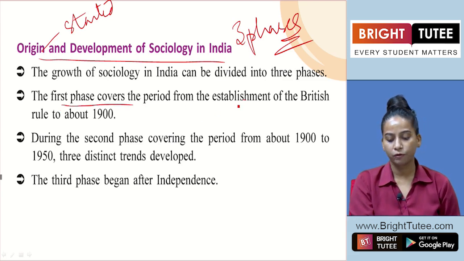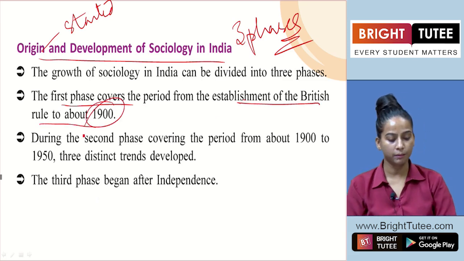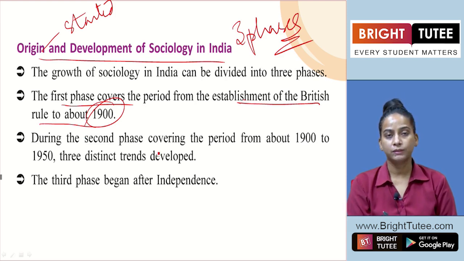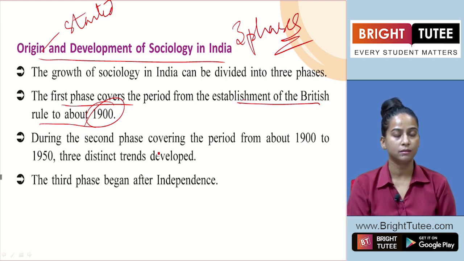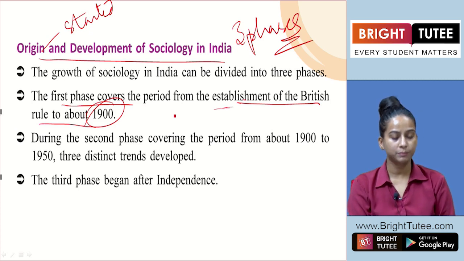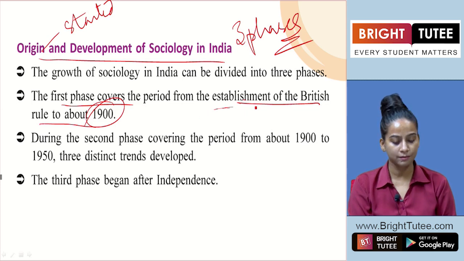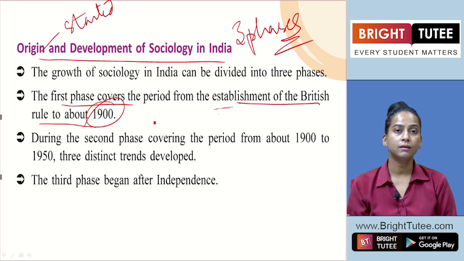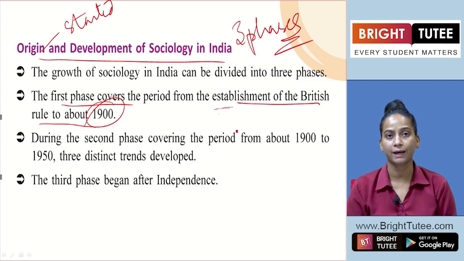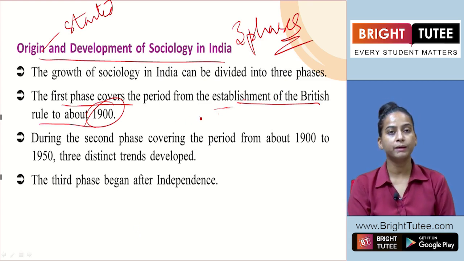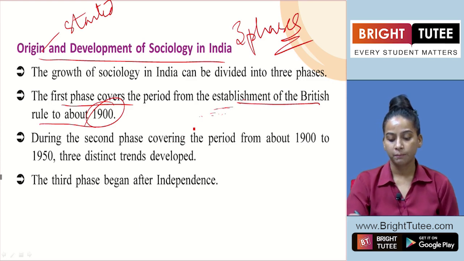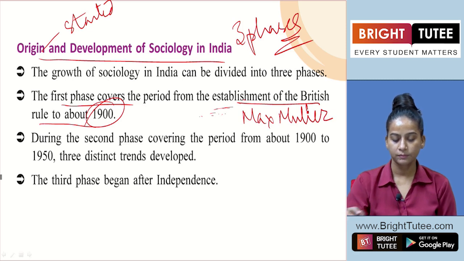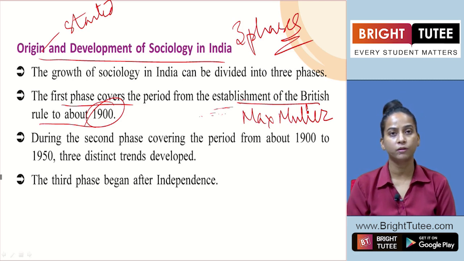The first phase covers the period from the establishment of British rule to about 1900. During this period, the government published gazetteers and census reports containing information on various aspects of the social and cultural life of the people, where they started collecting data on the social and cultural aspects of life of the people of a particular region. These were meant primarily for administrative purposes. During this period, European scholars like Max Muller studied and translated Sanskrit, Arabic and Persian works.